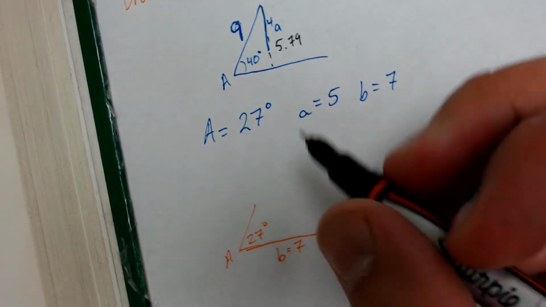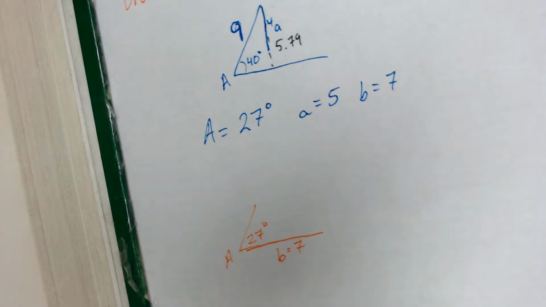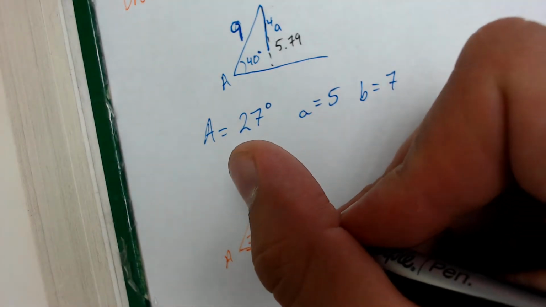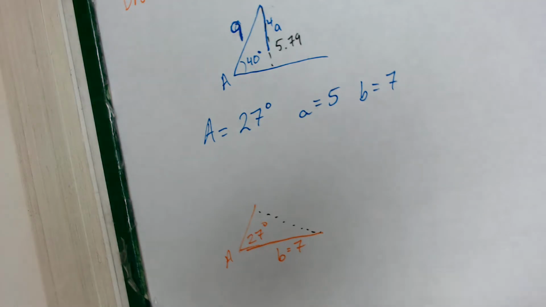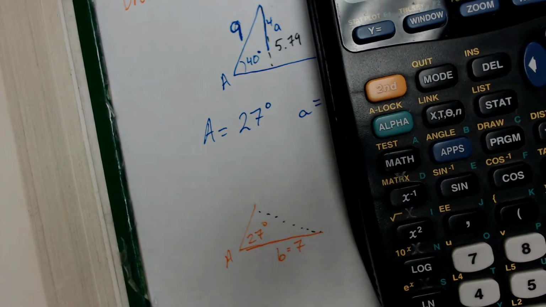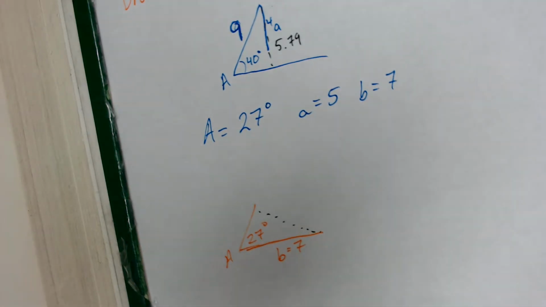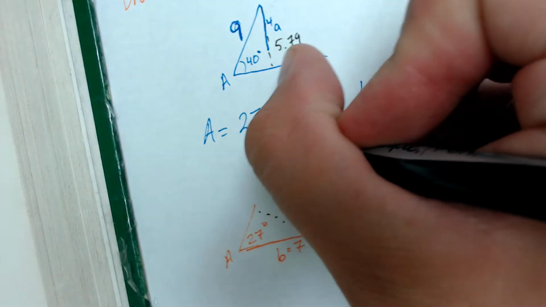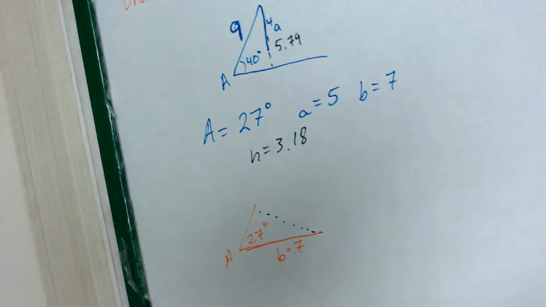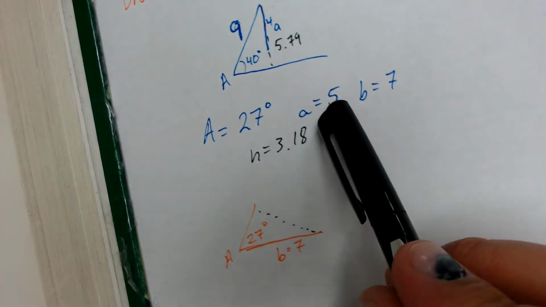So then to figure out the height of the triangle, the height would be somewhere along this edge. We would have to take 7 times the sine of 27. So 7 sine 27, I get 3.177. I'll make that 3.18. So the height is equal to 3.18, which is less than a.